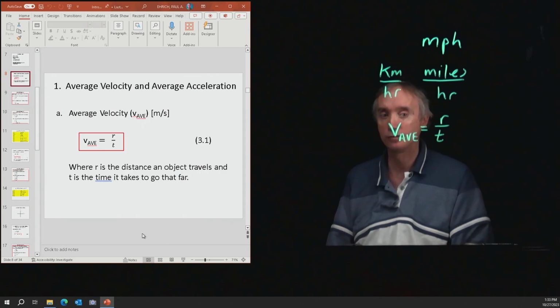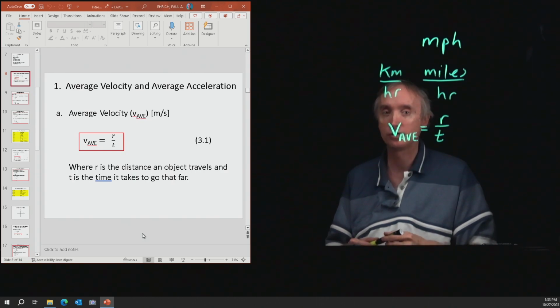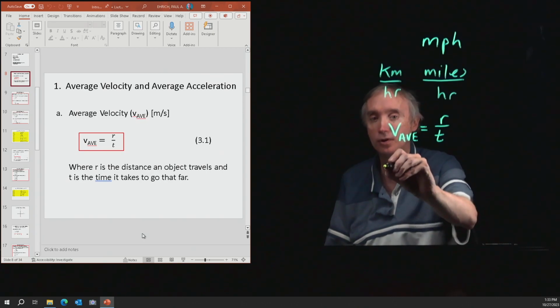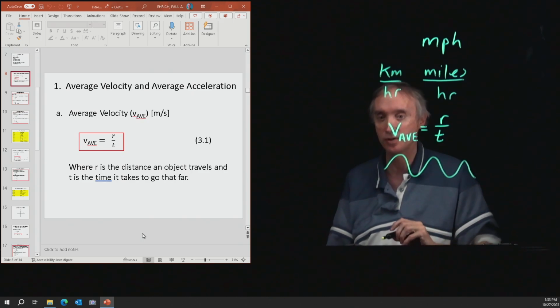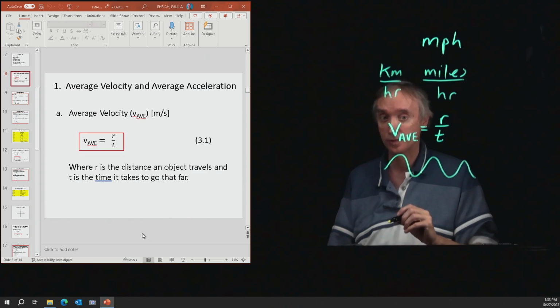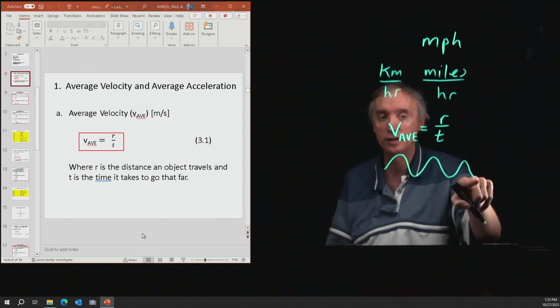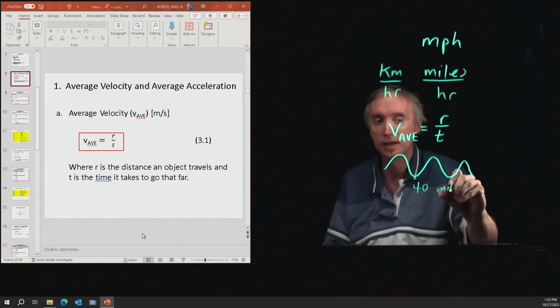Now, why do I say average velocity? So here in Missouri, we have very hilly roads. And so let's say that we're going from my hometown, Springfield, Missouri, down to Branson, Missouri. And when you go down to Branson, you will notice that there are hills all over the place. And let's say that the distance from Springfield to Branson is 40 miles. I'm just going to estimate that.